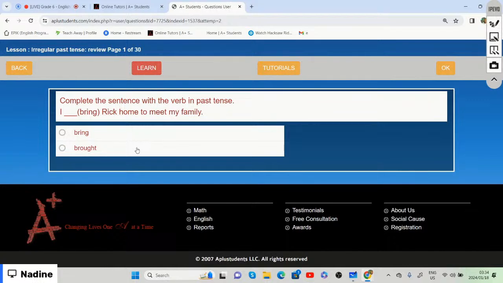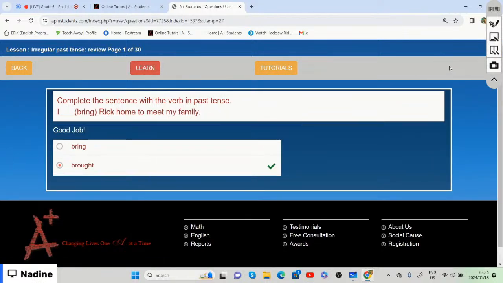All right, so if we complete the sentence with the verb in the past tense, then we can say I brought Rick home to meet my family because that shows the past tense. So well done, brought is correct.